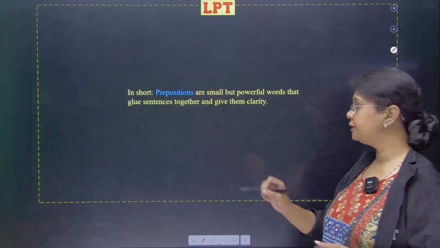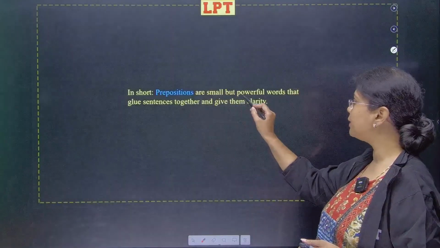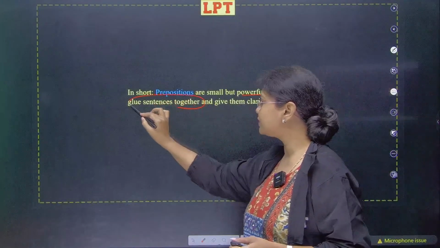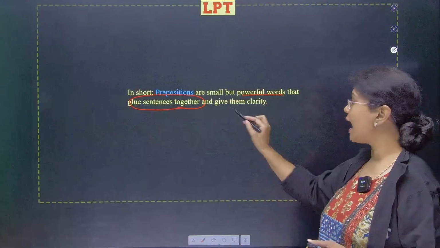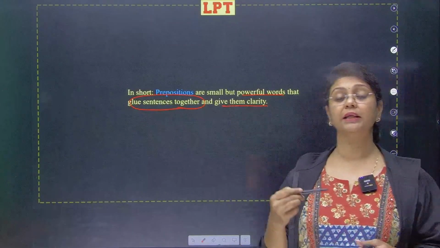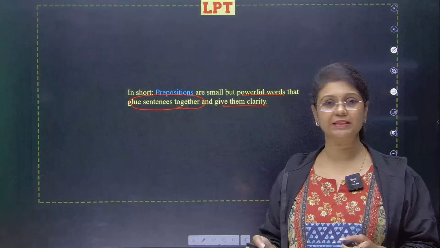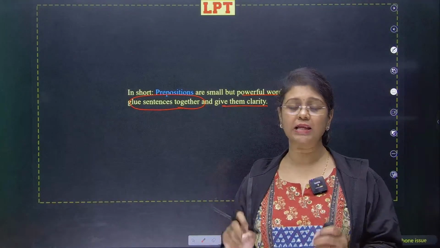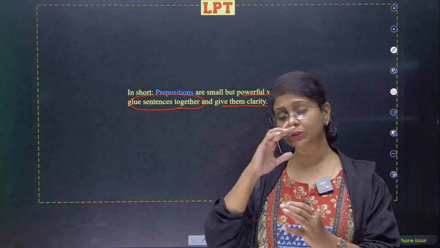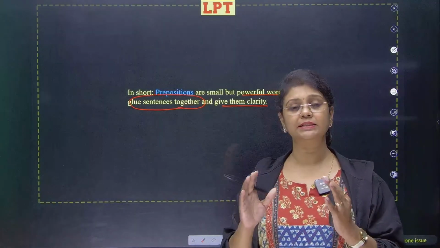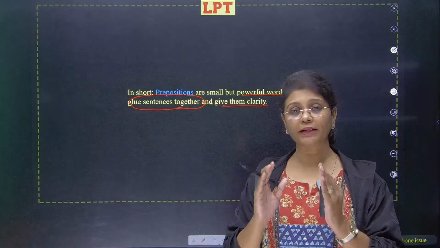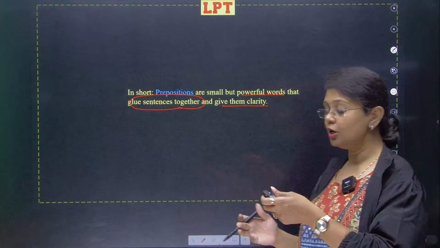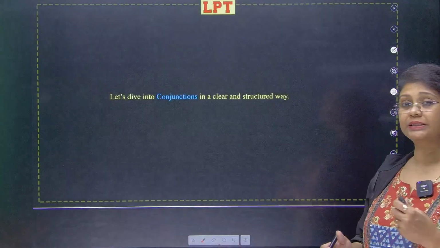Now, in short, prepositions are small but powerful words that glue sentences together. Okay, so it acts as a glue and it gives clarity in terms of how these words are basically used. We are not delving into the rules of prepositions as of now because I believe that's not the agenda for this class. It is just to make sure that you understand what prepositions are and how they are different from conjunctions. So let's now move on to conjunctions.